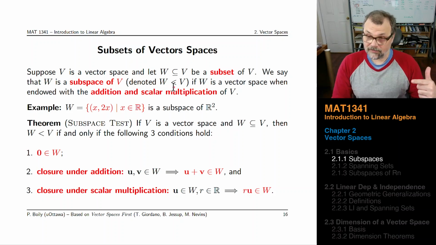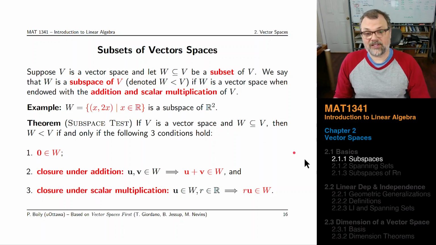In other words, 0 is in the subset to start with, and any linear combination of vectors in the subset stays in the subset. That's the subspace test.